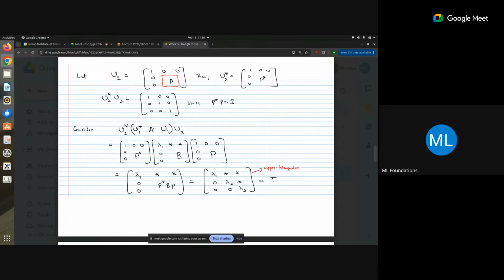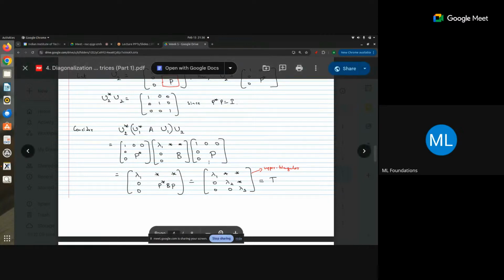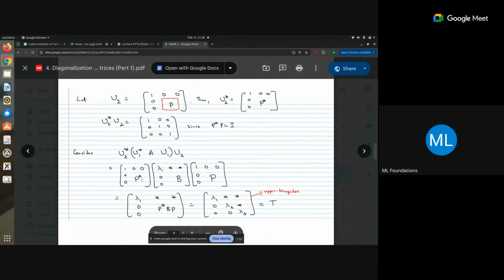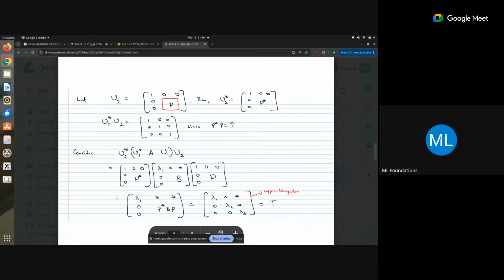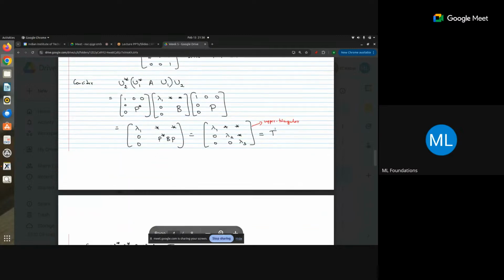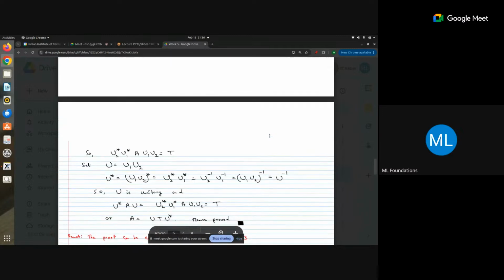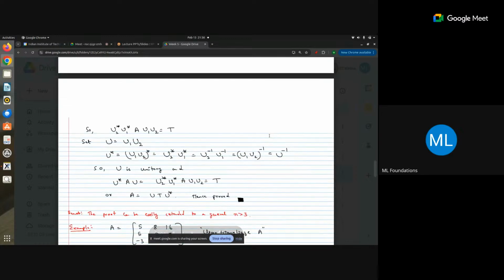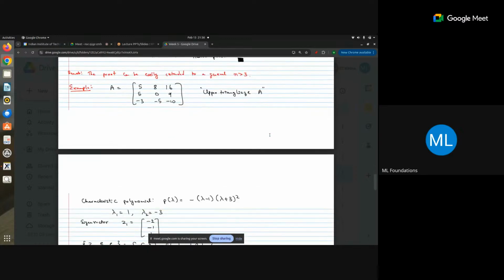And then u1 star A u1 was the previous matrix. I have just multiplied u2 star and u2 here, so the final thing will be like this, right? We'll now see a true example of how this T will come. If you understood the first procedure, then we'll understand everything. Let us try to see this.